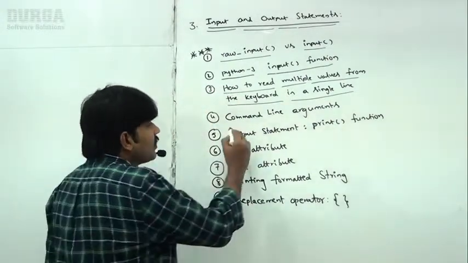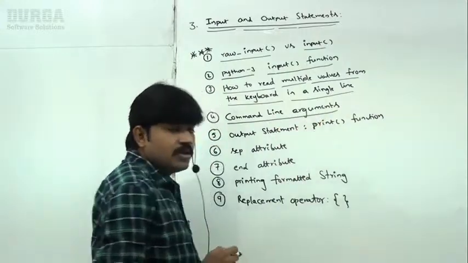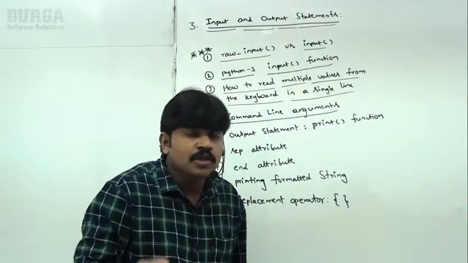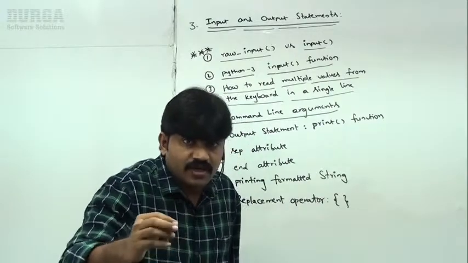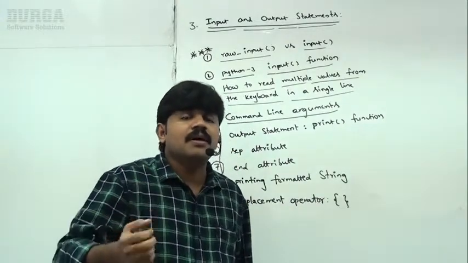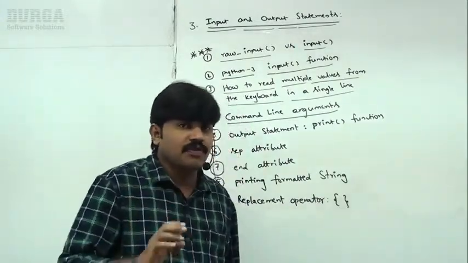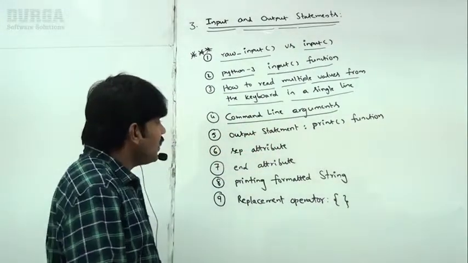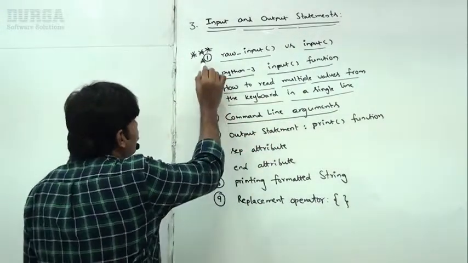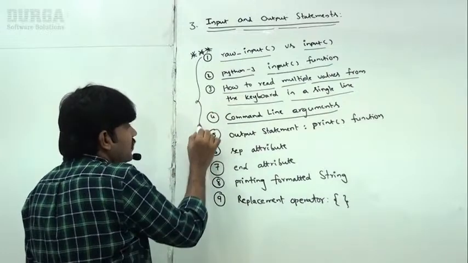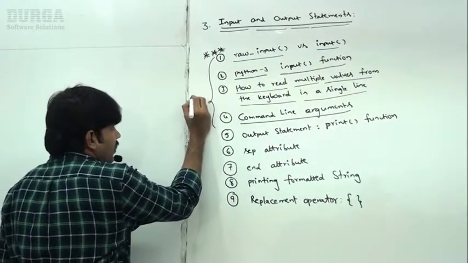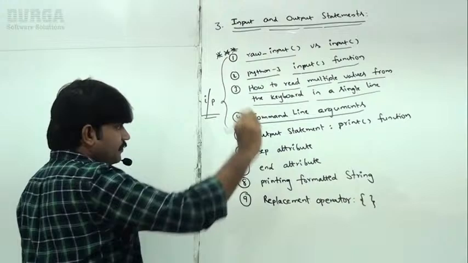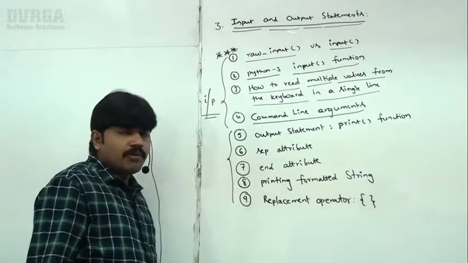And after that, command line arguments. While executing your Python program, py test.py, if you are passing any values like 10, 20, 30, how can you read the arguments which are passed from the command prompt? Command line arguments we have to discuss. All these things, up to 4, are about input statements, right? Now output statements, beautiful concepts.